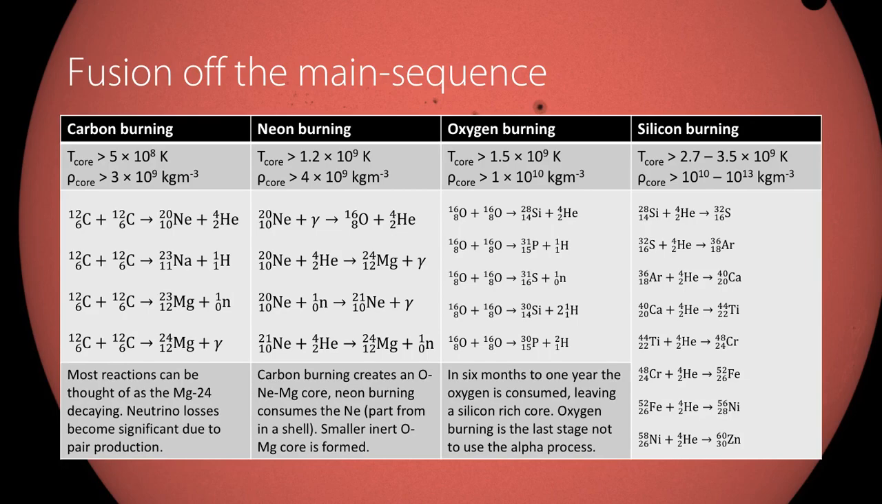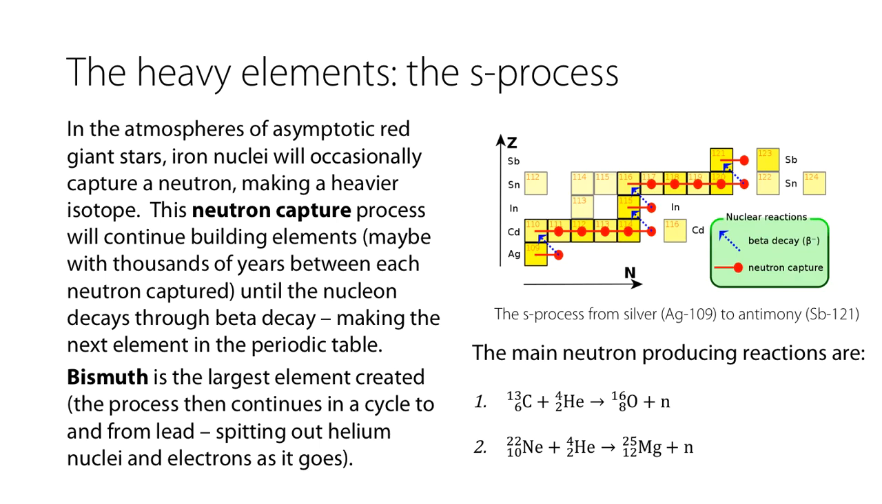So you're not expected to remember all these reactions. You are expected to kind of remember that carbon burns basically to form neon and a few bits of other stuff, neon to oxygen and oxygen to silicon. So that's everything up to iron. And iron is the endpoint for nuclear fusion normally, because of its binding energy per nucleon.